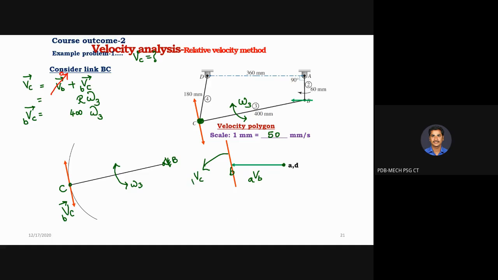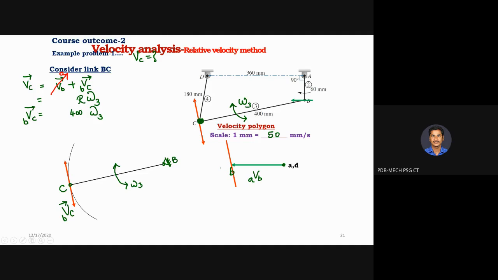Velocity of C with respect to B. Draw an infinite line which is perpendicular to the link BC. Look at link BC in the configuration diagram; the vector should be perpendicular to it. It should be perpendicular to the link BC. We take that direction, but we don't know along this direction or this direction. So just draw the infinite line and leave it.